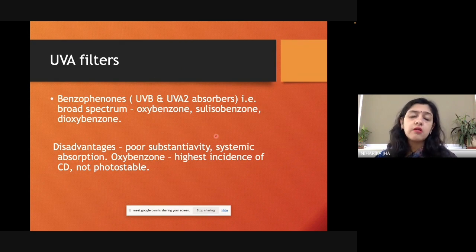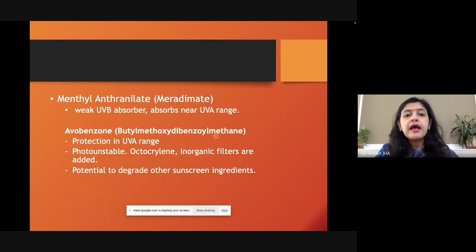Apart from that, it is also absorbed systemically, and oxybenzone is the UVA filter which has got the highest incidence of contact dermatitis. It is not at all photostable. Then anthranilates. Anthranilates or the methyl anthranilate, which is also known as meradimate, absorbs primarily near the UVA range and it is a weak UVB absorber.